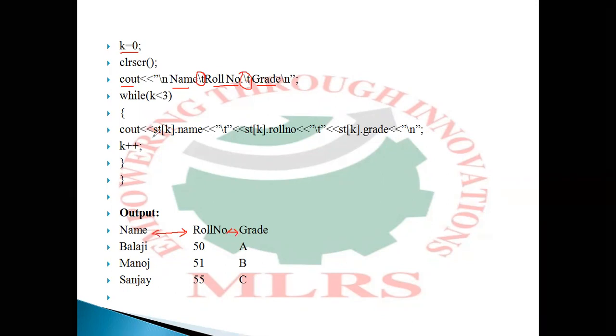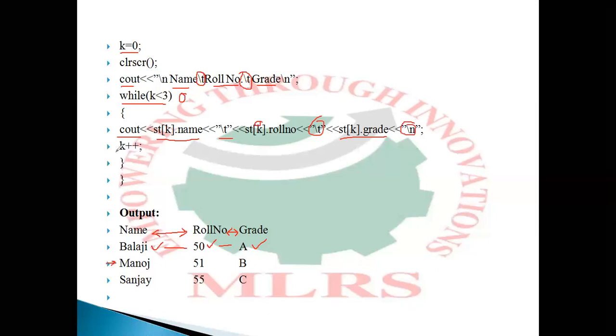Then again, while k less than 3, the k value is 0, and 0 less than 3 becomes true. So it executes the body of the while loop. Cout st of k dot name, the k value is 0, st of 0 dot name means the 0th name is going to display, that is Balaji. Again tab space. Then st of 0 dot roll number, so 50. Again tab space. Then st of k dot grade displays the grade. Then \n means it comes to the next line, and the cursor is now here.